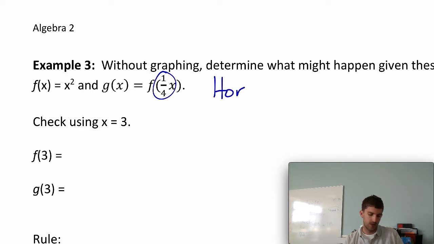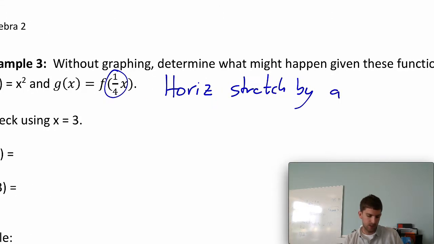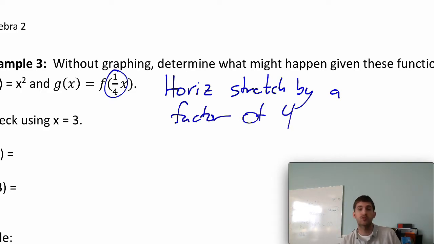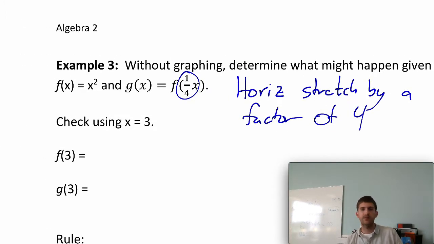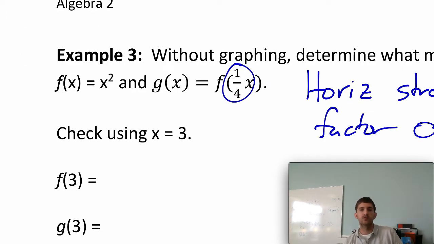So horizontal stretch, I'm going to abbreviate it as horiz. So horizontal stretch by a factor of 4. So it's going to be stretched out to be 4 times as wide as it used to be. Now g of x, I'm going to actually clarify this one a little bit. G of x equals f of 1/4 x. That means instead of x squared, we're going to do 1/4 x squared. So whatever used to be done to x, now we're going to do to 1/4 x.